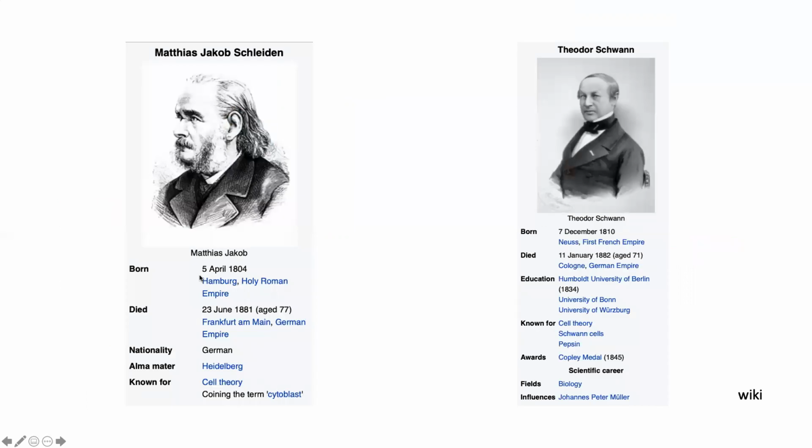These are the gentlemen who started talking about how plants and animals are made of multiple cells, which is called multicellular organisms.